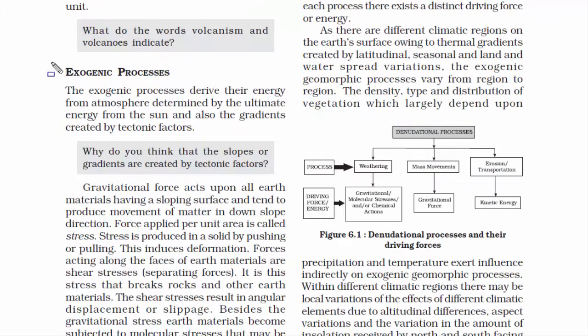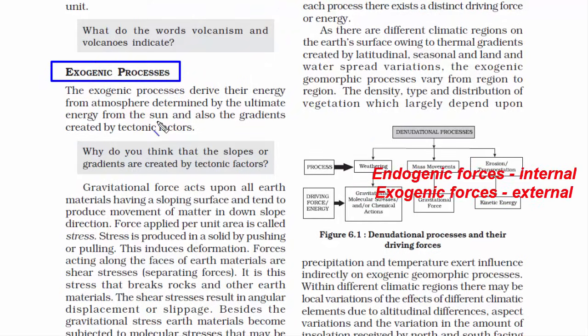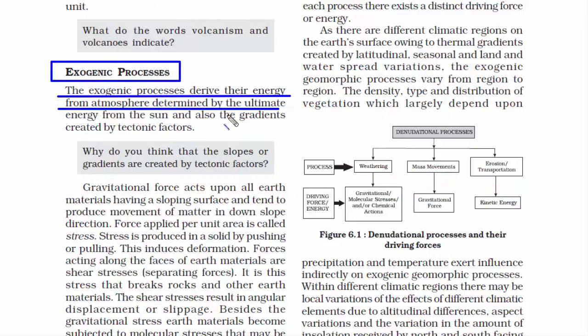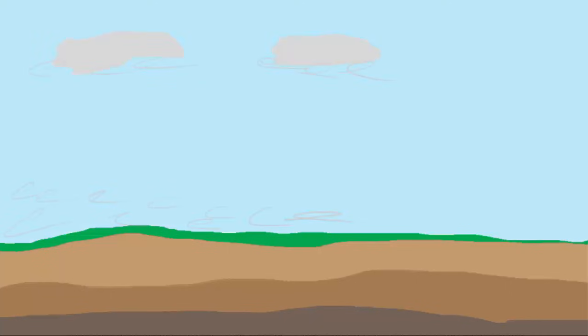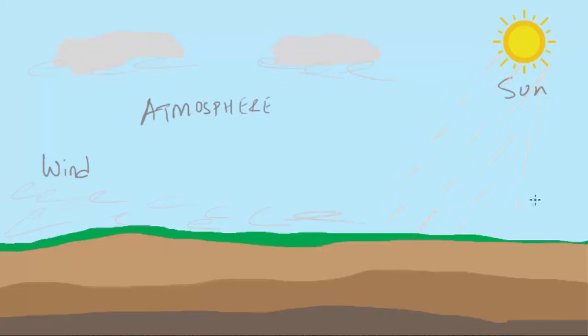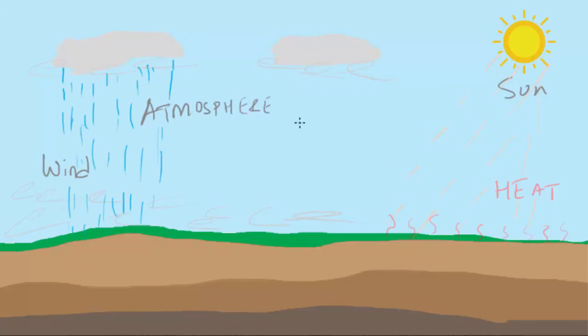With that, we now move on to the next topic, exogenic processes. I've told you the meaning of the word exogenic. Exo means external. So these include forces that acts on Earth's surface from outside. Now outside there is atmosphere and of course the sun, which is the ultimate source of energy. Sun heats up the land surface, and heating up also creates some changes, which we will read further. An atmosphere is responsible for wind, rain, ice, etc.